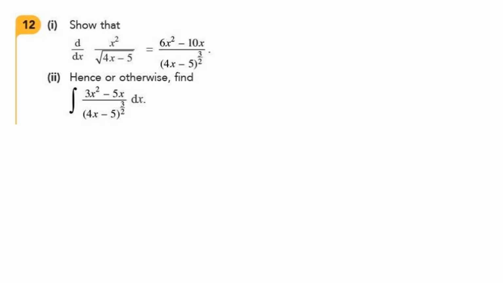Alright, so we're going to use what we have found in part I to do part 2. We're going to use hence. And it's kind of logical to use hence because you remember that differentiation is the opposite of integration, that kind of thing. So we're going to make use of differentiation to find our integrations for 3x squared minus 5x over bracket 4x minus 5 to the power of 3/2. Alright, so we start off by writing this.